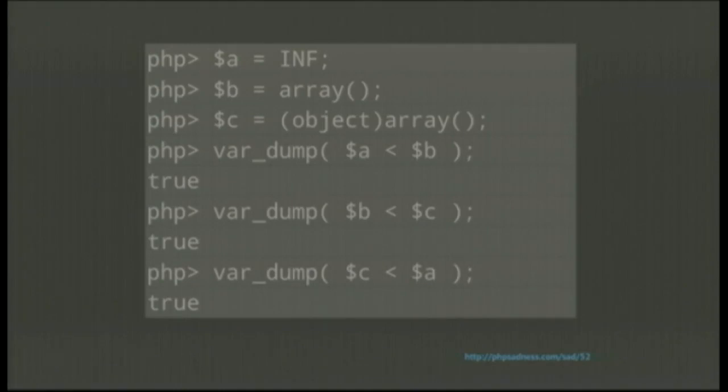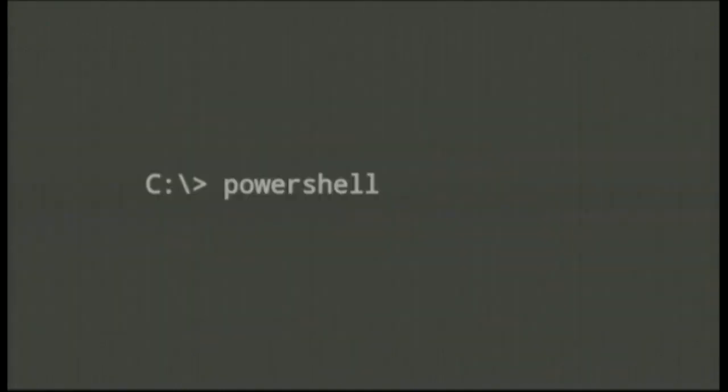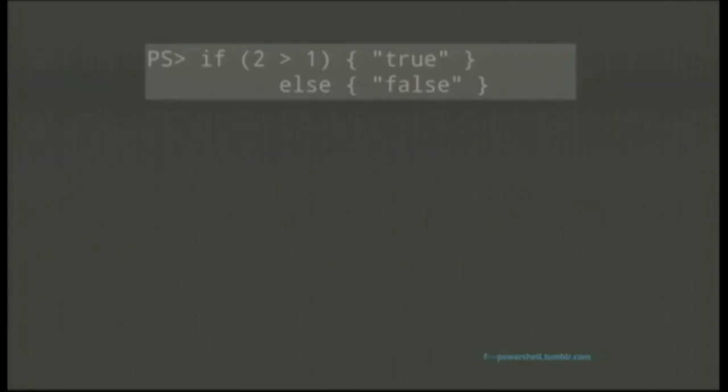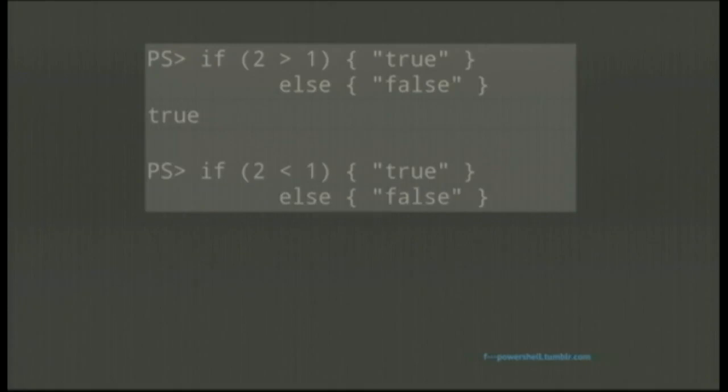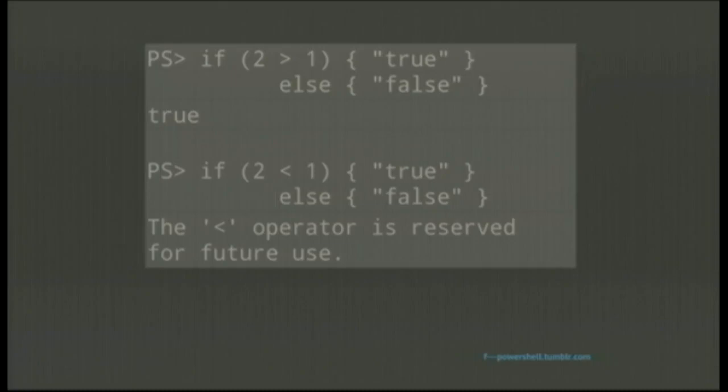That's fun. Let's talk about PowerShell. So if I want to check if two is larger than one, it'll print true, else it'll print false. So what's this going to be? Is two larger than one? It'll be true. If I want to do it the other way around, is 2 less than 1, what's it going to print out? No, it's not, because that operator is actually reserved for something else. The greater than symbol does greater than, but the less than symbol doesn't do less than.